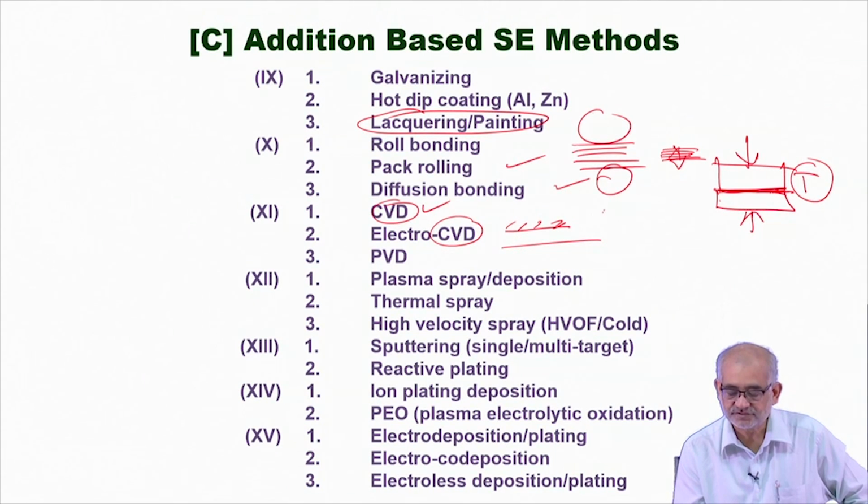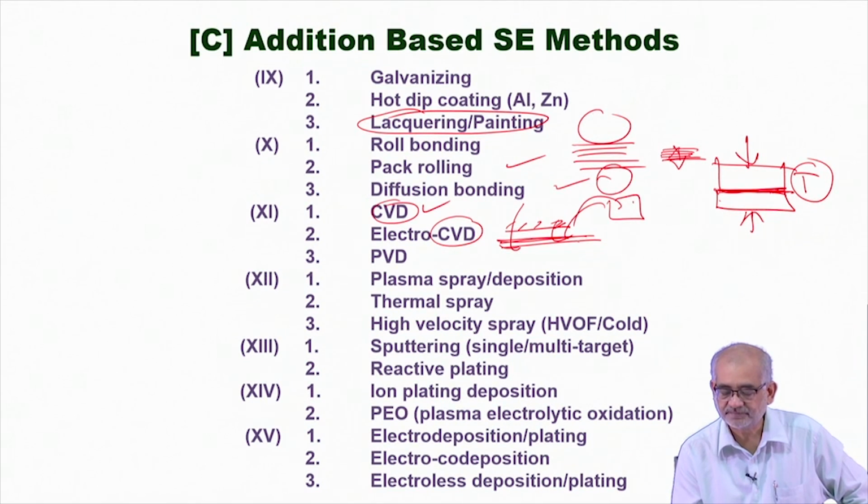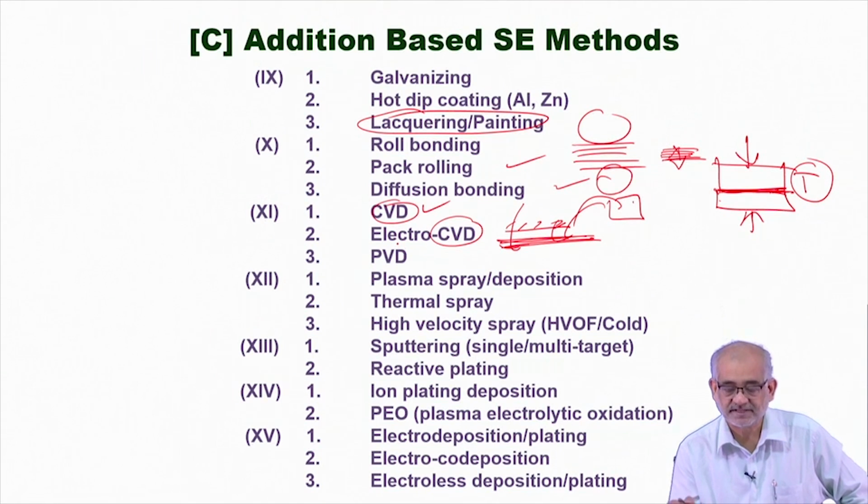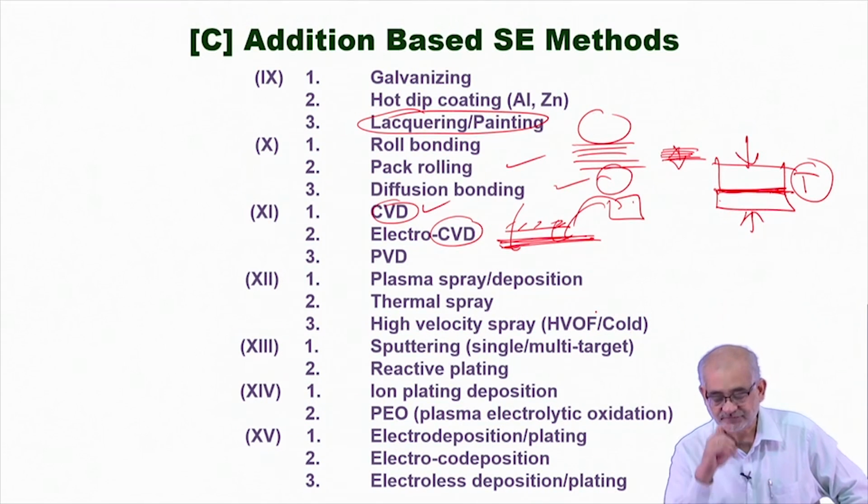But in PVD, of course, everything comes from the vapor state, but there is no change in composition between the target from which this vapor comes and the coating which eventually forms on the surface. So, in CVD, you have a chemical reaction preceding the deposition or at the surface accompanying the deposition, and hence the deposit has a different composition than the precursor. But in PVD, you have the same composition as the target. You have various forms of spray processes, thermal spray or plasma spray or deposition. Also various high velocity processes like HVOF or cold spray.